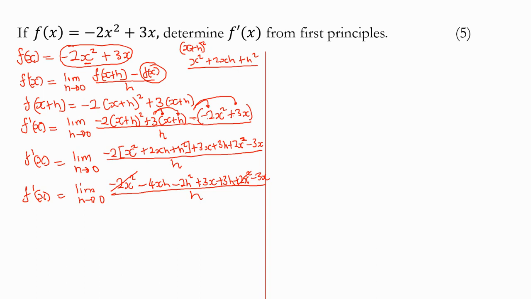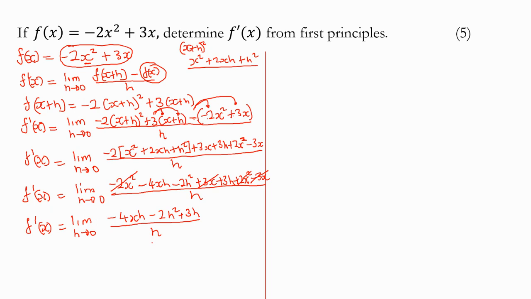Okay, what else does not have an h here? Right, positive 3x, or 3x minus 3x is 0. You see that? So everything that does not have an h has disappeared, has gone. So we are remaining with f prime x is equal to lim h approaching 0, and then we are left with negative 4xh minus 2h squared plus 3h. Okay, right, and then we have divided by h here.